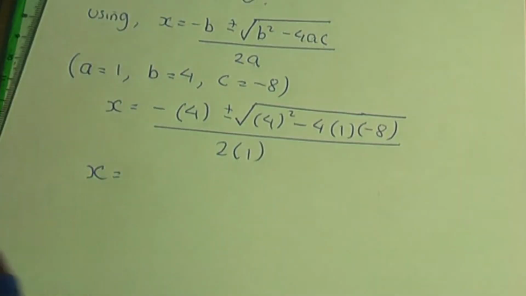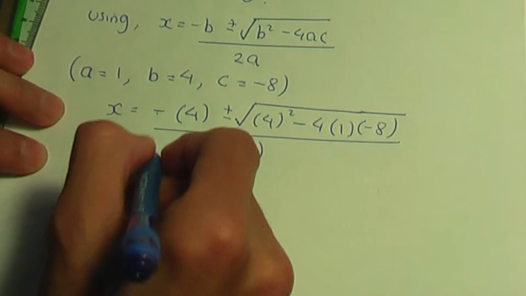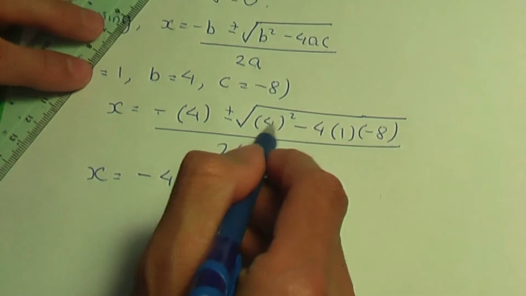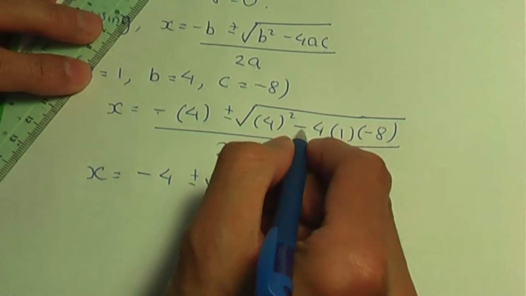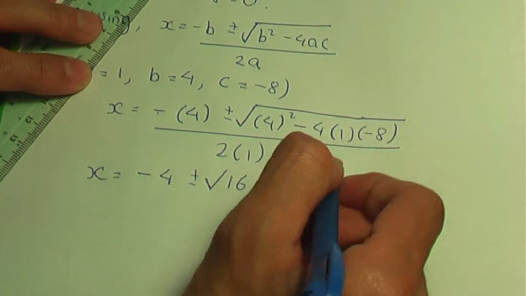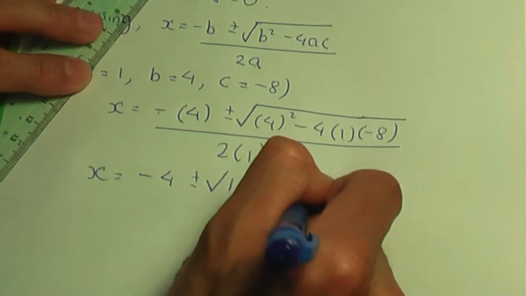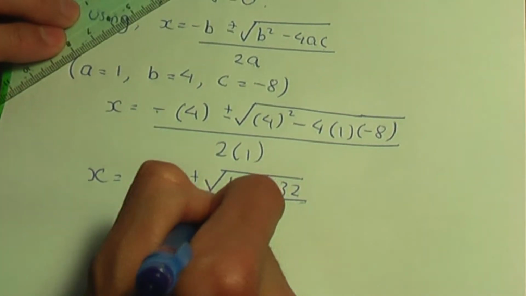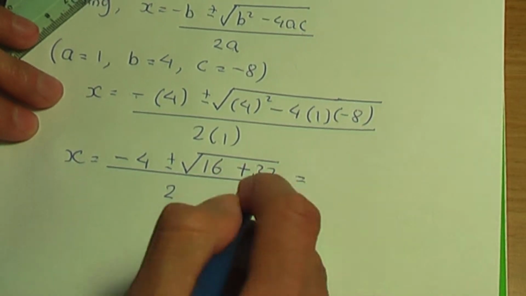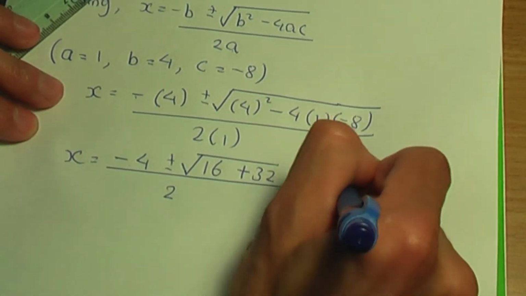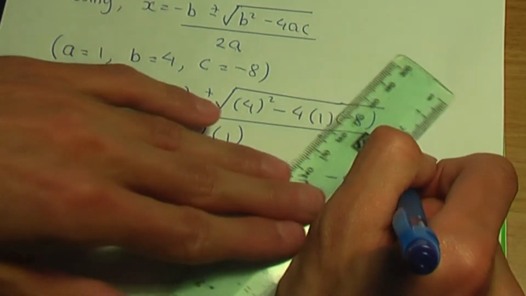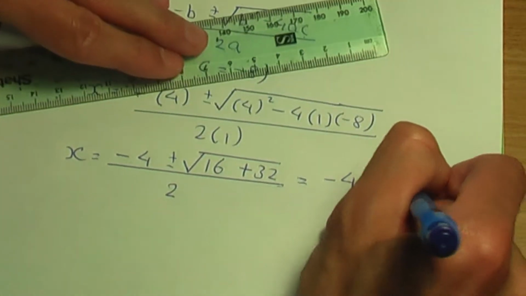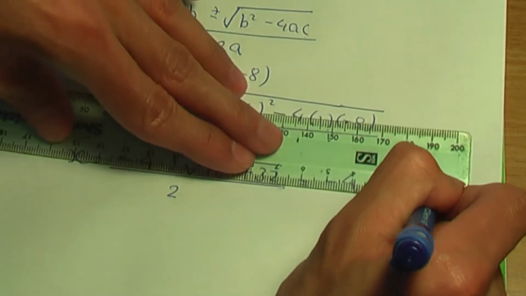Let's simplify this. Simplifying will give us minus 1 into 4 is minus 4, plus or minus square root of 4 squared is 16, minus 4 times 1 times minus 8 is plus 32, all divided by 2 into 1, which is 2. Now if I continue along the line, I have this minus 4, plus or minus square root, and 16 plus 32 is 48. So I have 48 under the roots, all divided by 2.